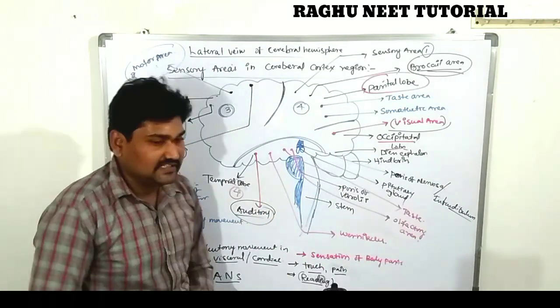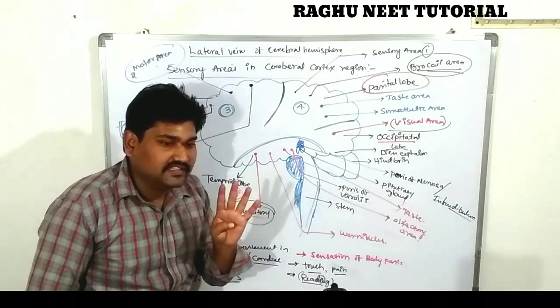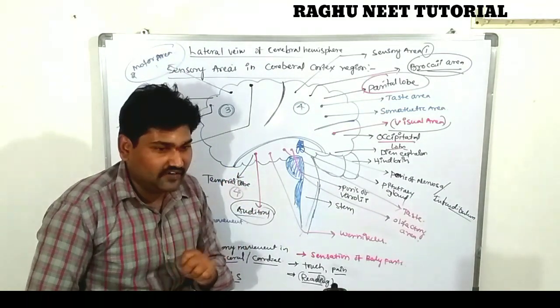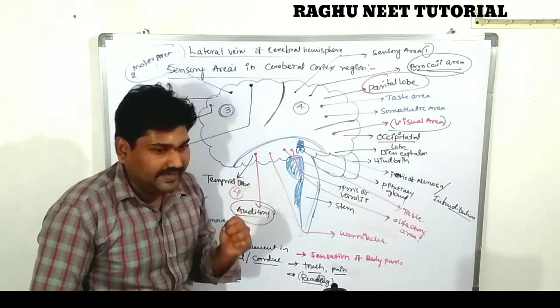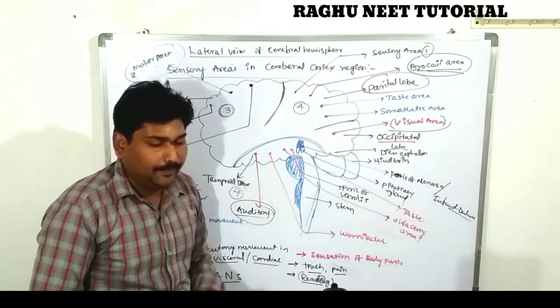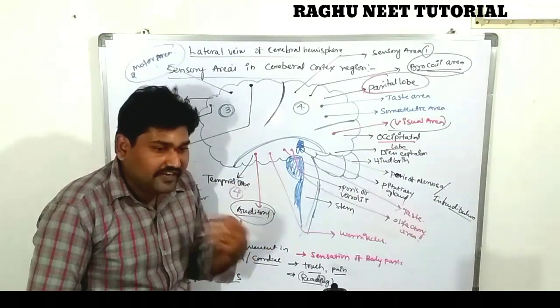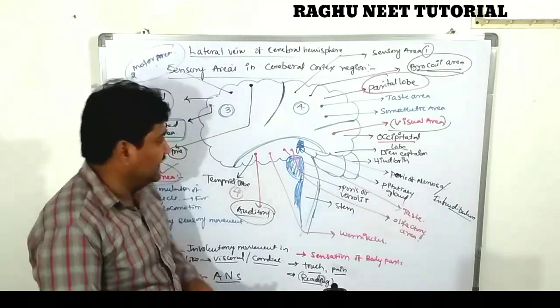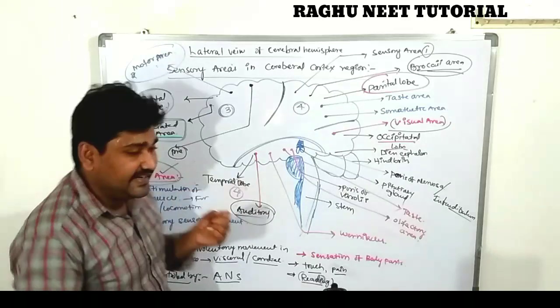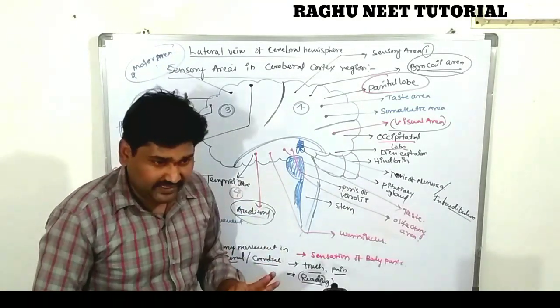How many sensory areas are there? There are four lobes: frontal, parietal, occipital, and temporal regions. Each area of the cortex contains a different type of sensory area. The first one is the frontal lobe, which has the associated area, premotor area, and motor area.